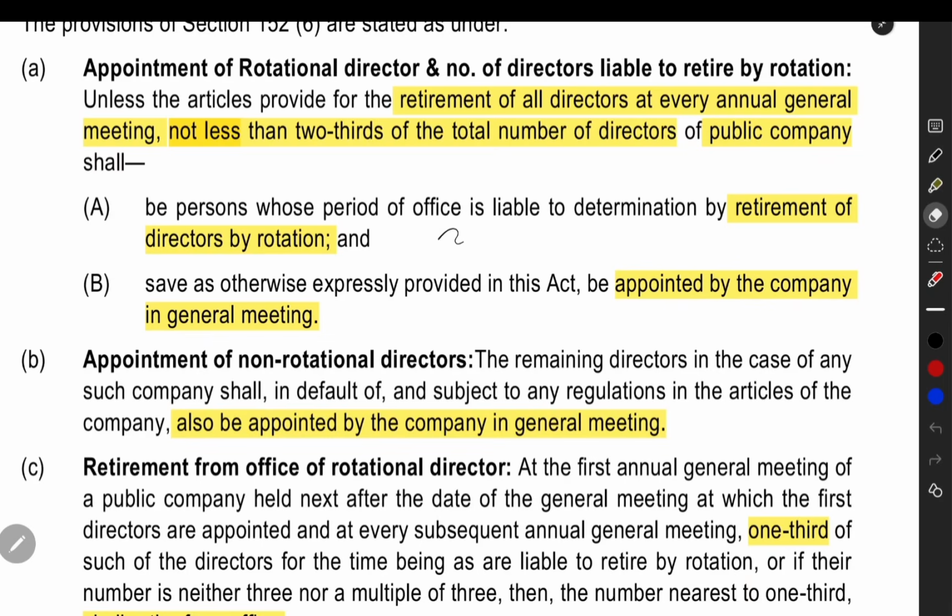The next point is the number of directors who are liable to retire by rotation. Out of that, 1/3 of the directors will actually retire.